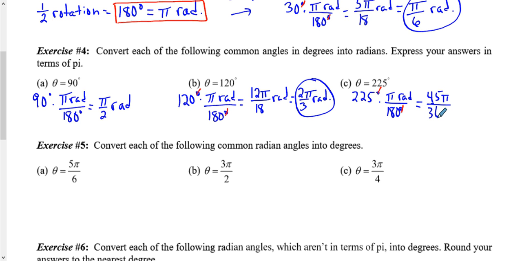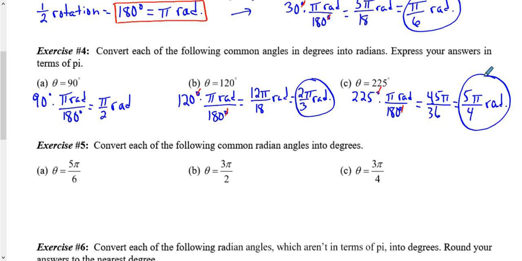All right, well, let's see. 45 and 36. What goes into both of those? 9, probably. What's 45 divided by 9? 5. And 36 divided by 9 is 4. So 5 pi over 4 radians. All right, does anybody have a question on how to do those? Some of you might have seen that 225 and 180, you could divide them both by 15 to start out, but if you didn't, okay.